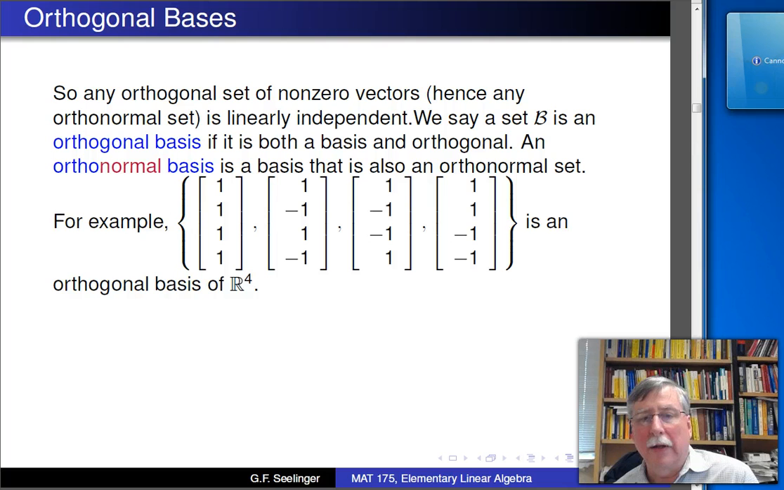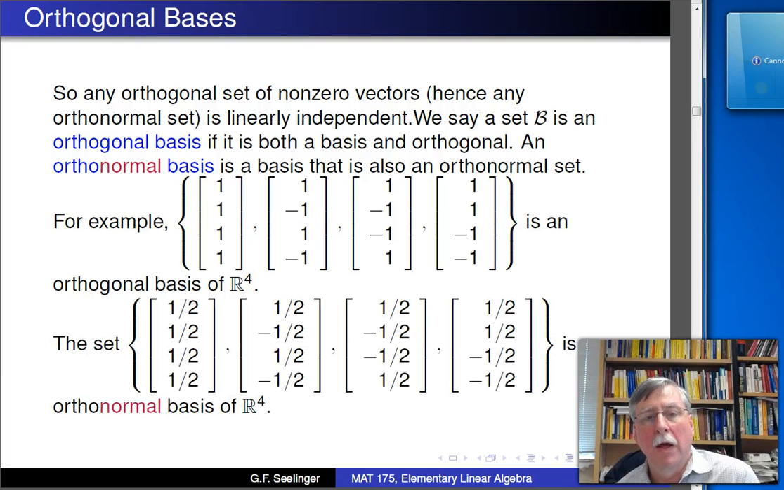For example, here is an orthogonal basis of R4. How do you check it's a basis? By our theorem, we don't need to do much. We just need to check that it's orthogonal. All you do is take lots and lots of dot products and show that this thing is orthogonal. By our theorem, it's linearly independent. Since R4 has dimension 4 and there are 4 vectors, by theorem 4.12, that means it's also a generating set, so it's also a basis. If I make all of these vectors unit vectors, then this is an orthonormal basis of R4.